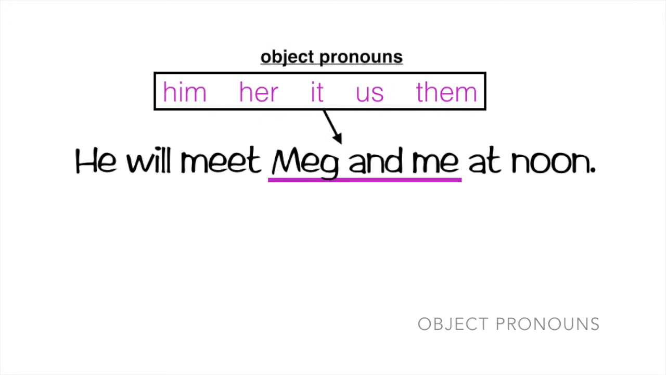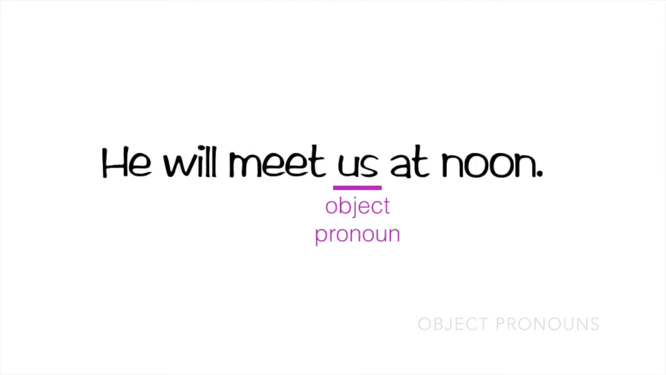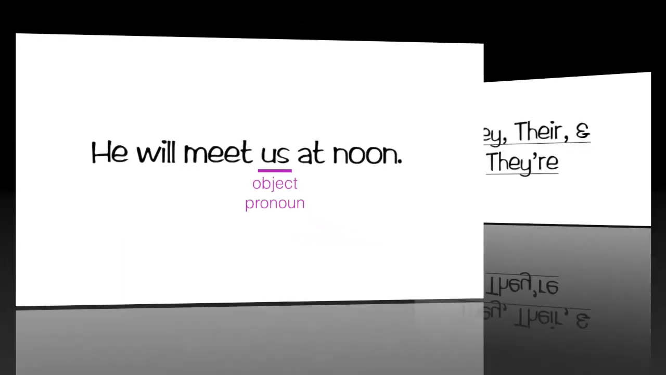Here's another example. He will meet Meg and me at noon. We can replace Meg and me with the object pronoun us to make the sentence less wordy. He will meet us at noon.